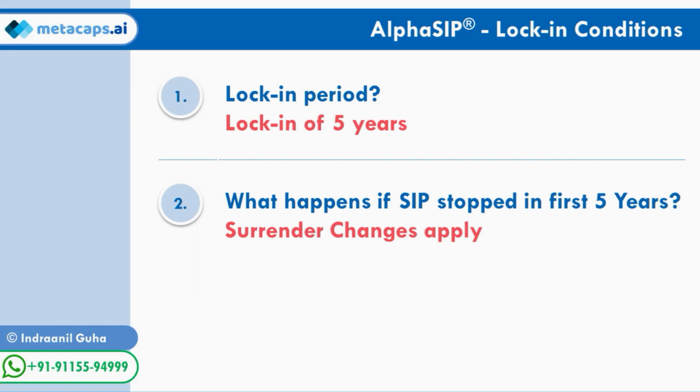On that suspense account, the ULIP company will charge you approximately 500 rupees per month as a penalty till the time the investment completes 5 years. 500 rupees per month translates to 6,000 rupees per year. So let's say at the end of the second year, you discontinue your SIP. For the remaining 3 years, there is a charge of 6,000 rupees per year, so 18,000 rupees you will end up paying over a 3-year period.